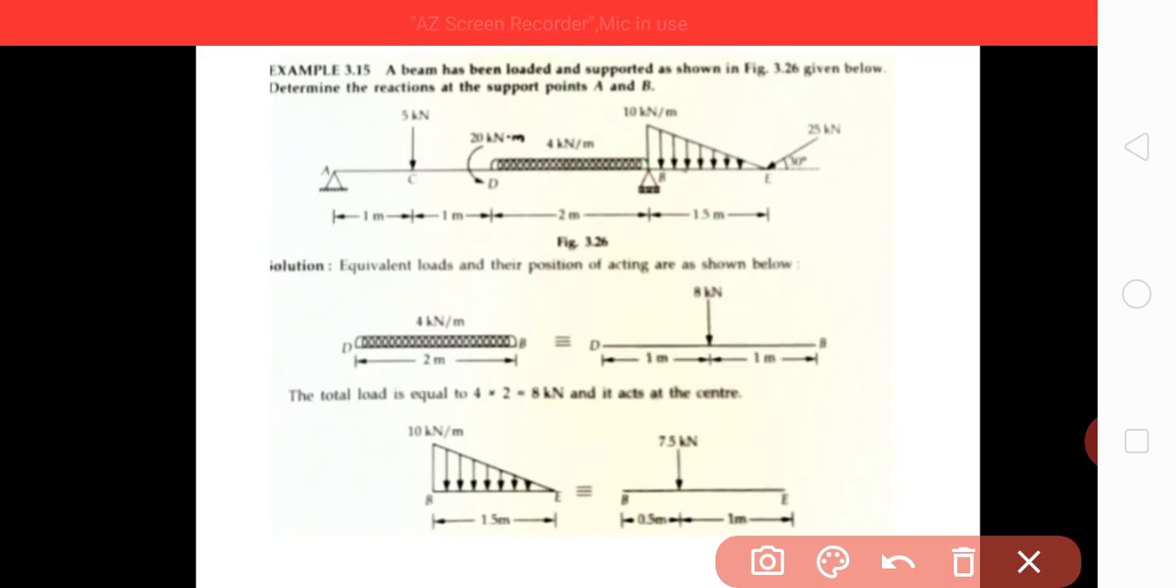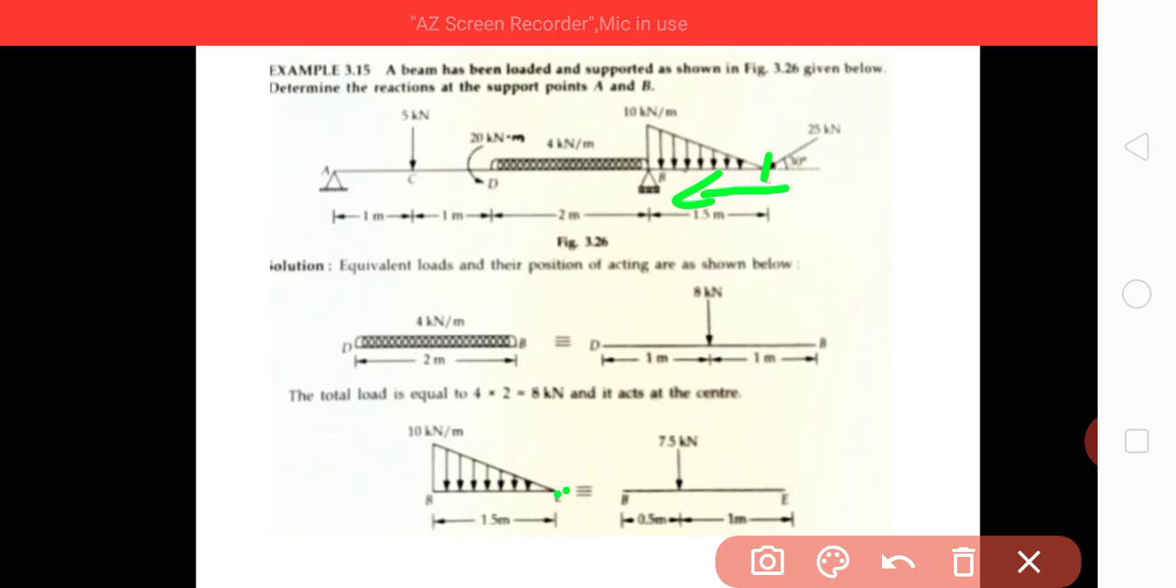Similarly, for this varying load, per meter length there will be an increase of 10 kilonewton per meter when we are moving from here to here. So here this load is 0 at this point, and here it is 10 kilonewton. Now the figure is somewhat dim, so there is some problem for me to see the actual magnitudes. So this is 10 kilonewton per meter.